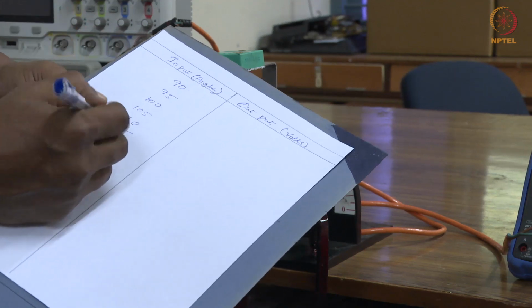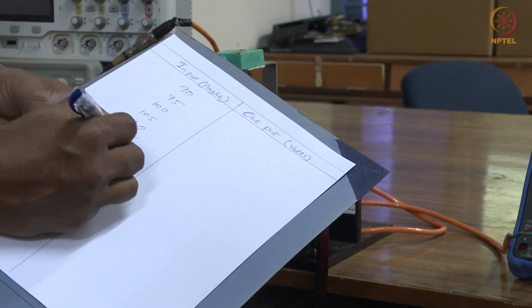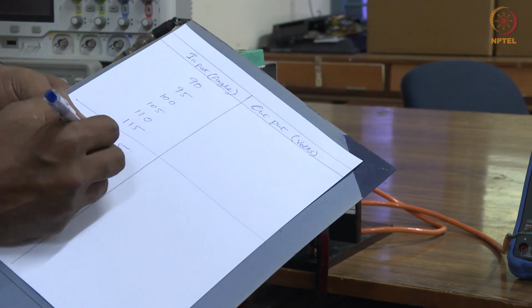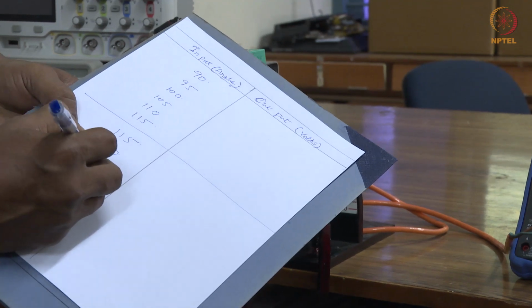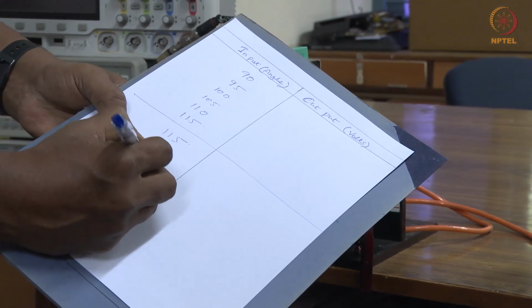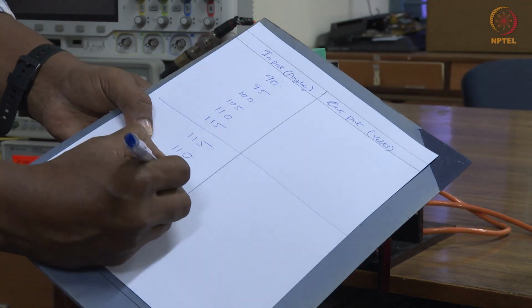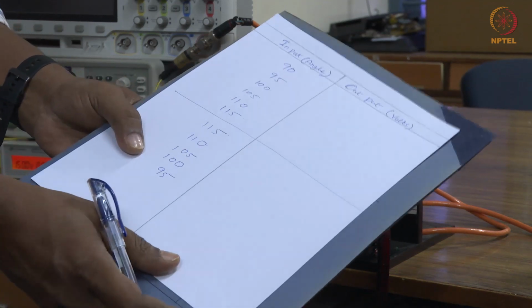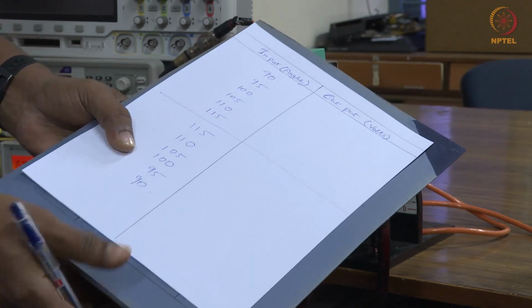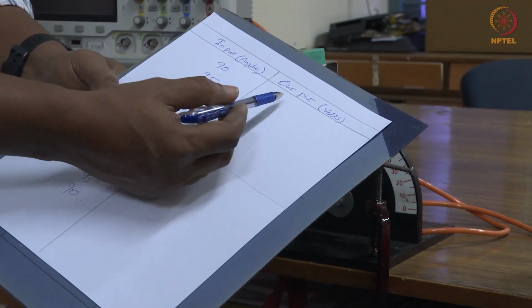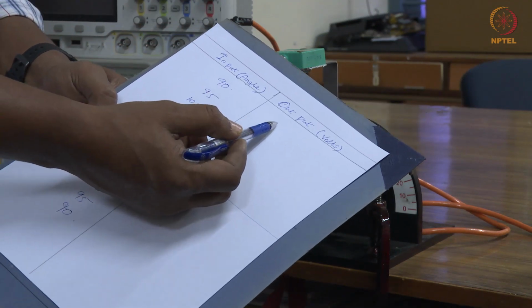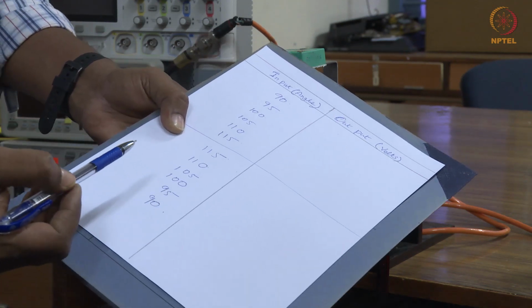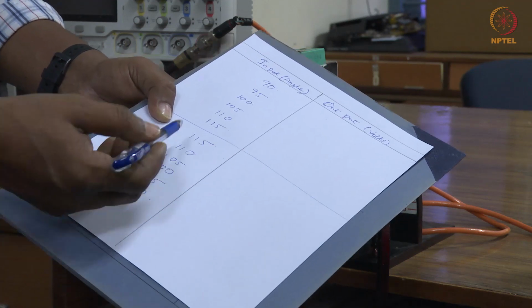Then I will go back in reverse order: 110, 105, 100, 95, and 90. This is only to cross-check the values we obtain at the output, whether they are repeating or whether there is any minimum instrumental error.